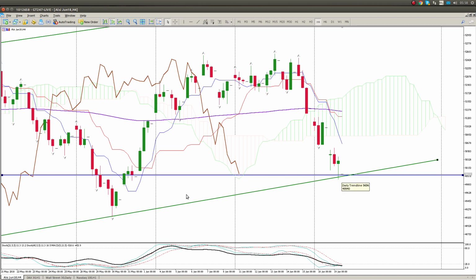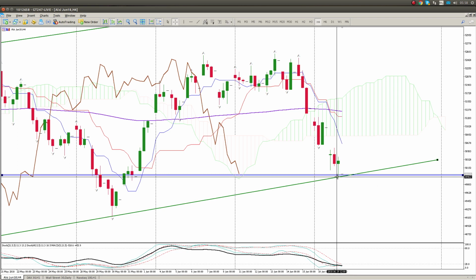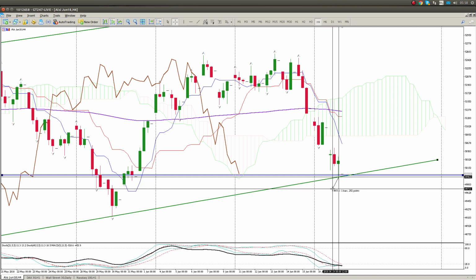Okay, so for me, this is going to play out. So I've taken a long pretty much right down here on this trend line. I don't have that account open, but it's pretty much in this area here, and I have a stop that's 250 points away.